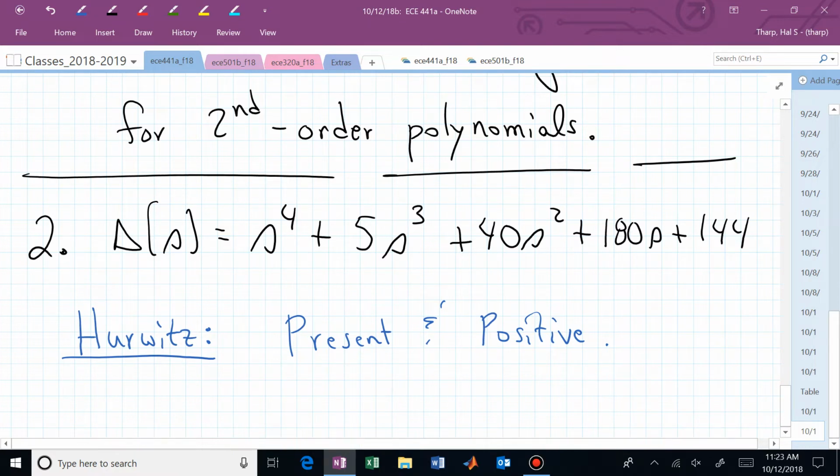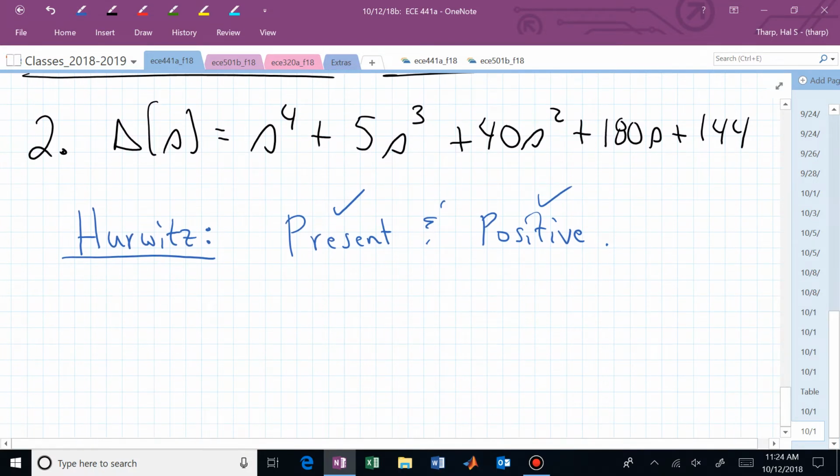And this one now has a polynomial. It's a fourth order polynomial, s to the fourth plus 5s cubed plus 40s squared plus 180s plus 144. If we apply the Hurwitz test, we're looking for s4, 3, 2, 1, 0. We have all of the terms. They're present. They're also all positive. So now we've passed the Hurwitz test, but really all that says is, okay, it's not sufficient to give us any information other than we can't conclude that it's definitively unstable at this point.